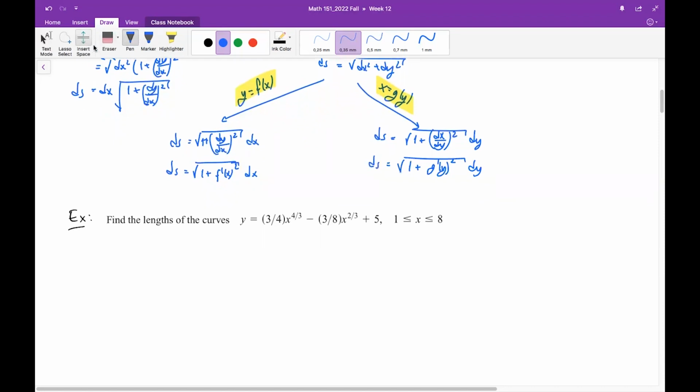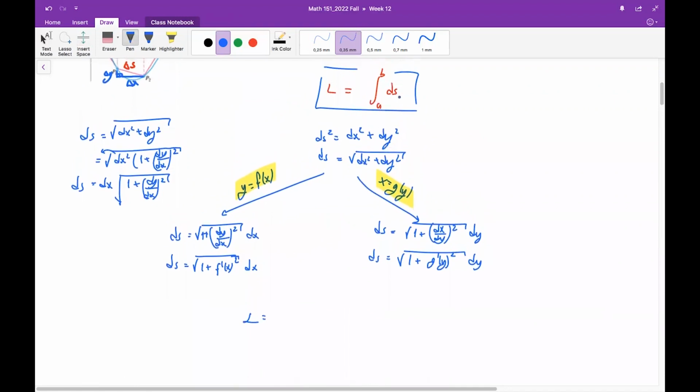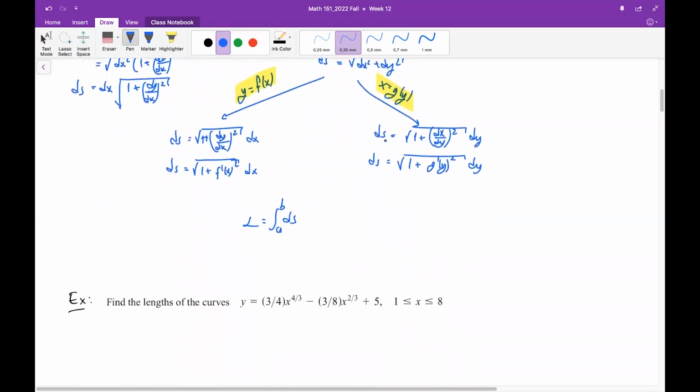That's why now the length formula is given by, remember, we already understand this. The definite integral length is given by the continuous sum of all those ds's, where ds is a very small part of your curve. And ds is given by either this form or this form, right? So this gives us the exact formula for the length.